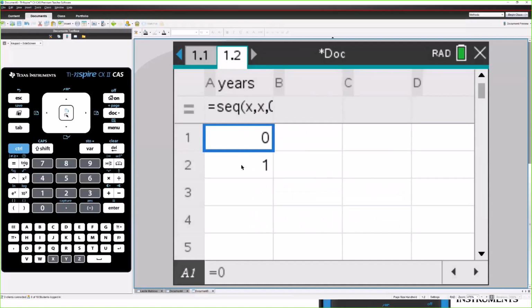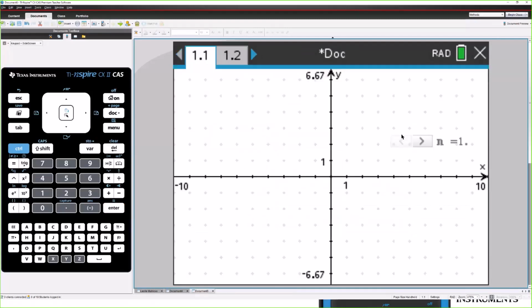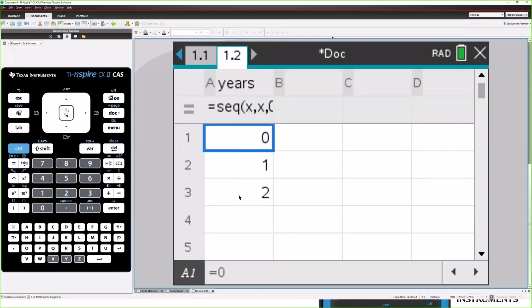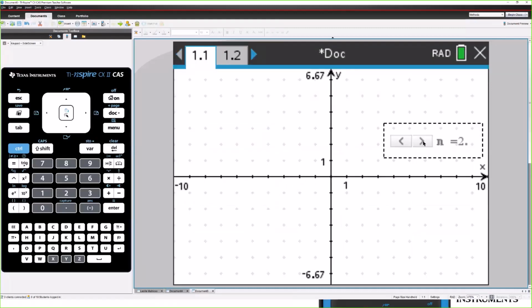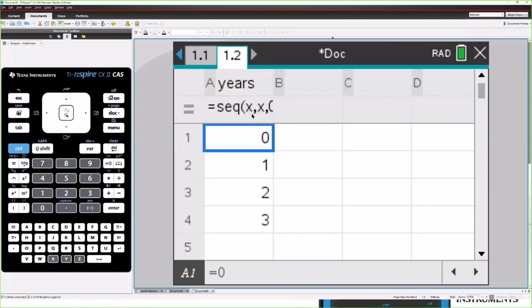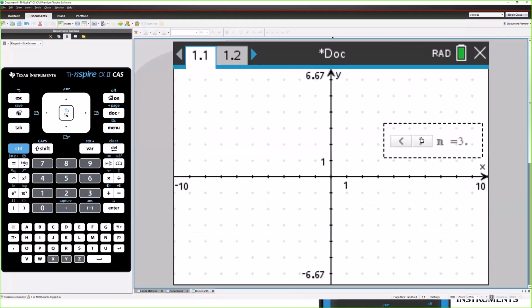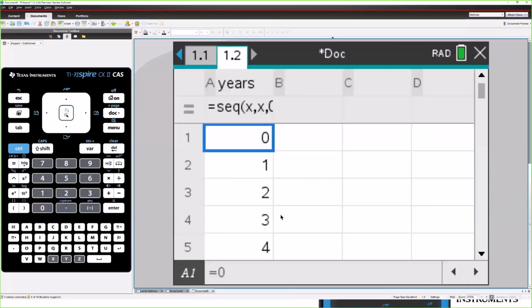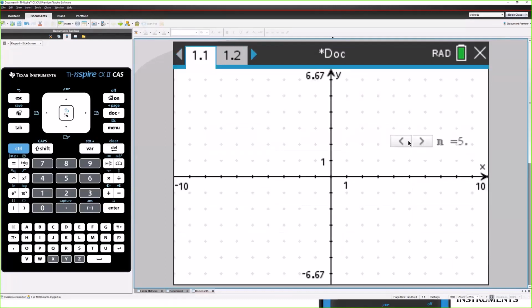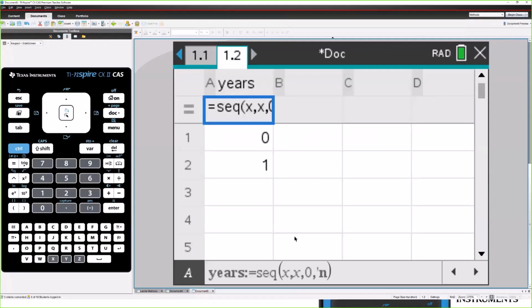And you can see that it's gone 0, 1. So if I click on here and go to 2, it's now gone 0, 1, 2. Click on here, it's now 0, 1, 2, 3. So that's how I'm getting the data to just continue to populate. And the good thing is, if I wind it back, it just goes from 0 to 1. So it's just producing a sequence from 0 up to n.